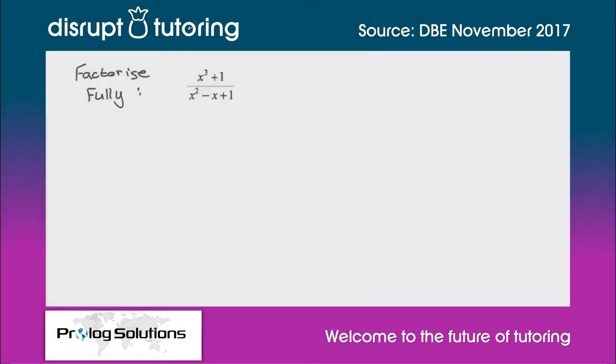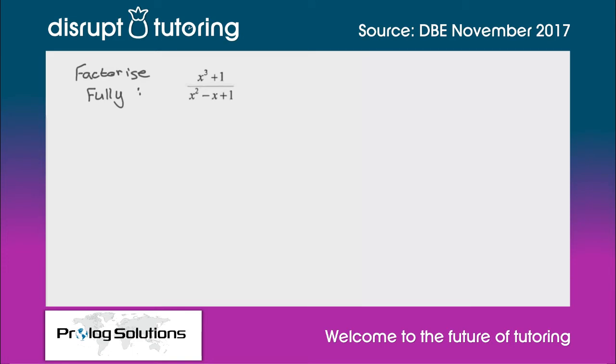Today I'm going to be taking you through a question on factorizing, which was taken from the November 2017 DBE exam. So let's jump straight in. The question says factorize fully, and we have x cubed plus 1 over x squared minus x plus 1.